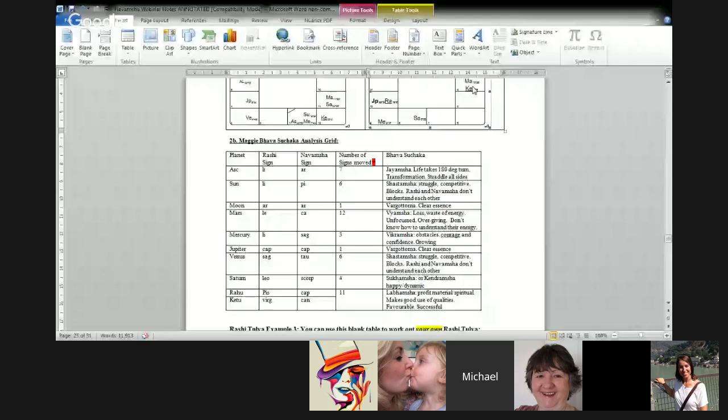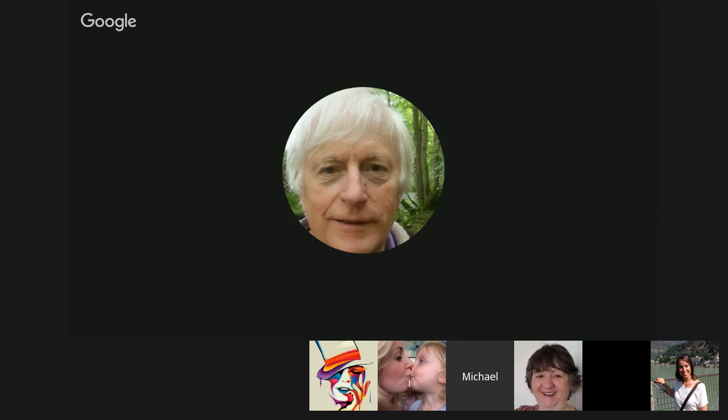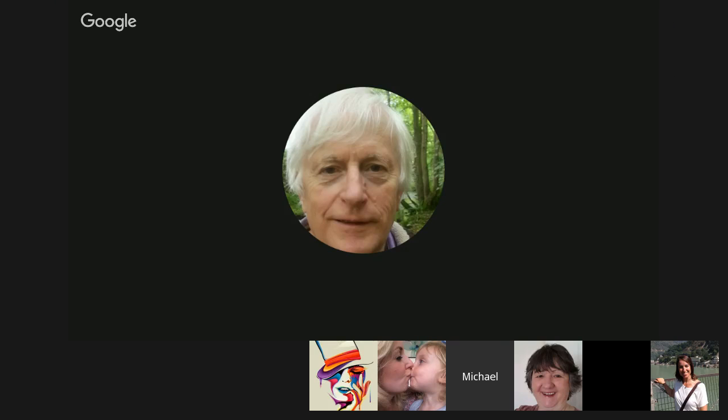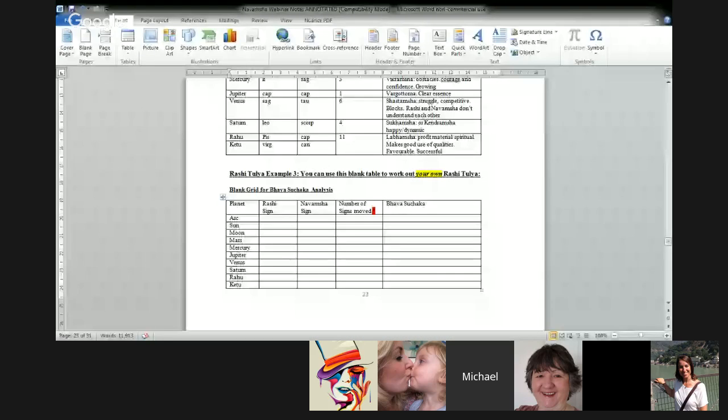Now, yes, there is in the document a blank table for you to work out your own Rashi Tulyas, and please do send it to me if you have time. So, what we could do now is look at people's charts, sadly very briefly, and then talk about a healing session type of thing with Maggie, or an embodiment or art.